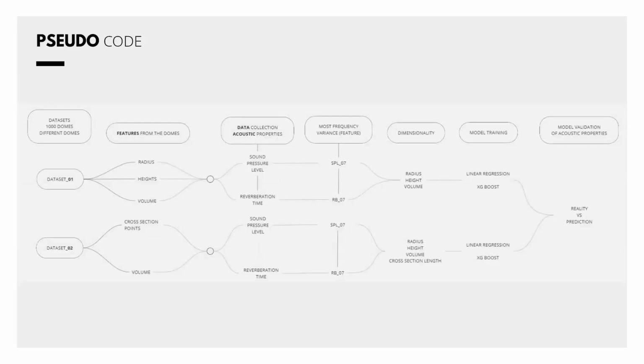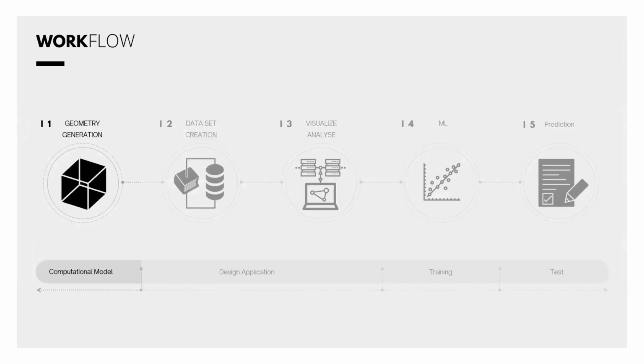We have a sample of 1,000 domes to extract two different sets of features. Dataset 1 has radius, heights, and volume. Dataset 2 has cross-section points and volume. We then simulate using Terradome to collect the values of sound pressure level and reverberation time. And we train them using linear regression and XGBoost, and then we do the prediction with these values. Sounds good?